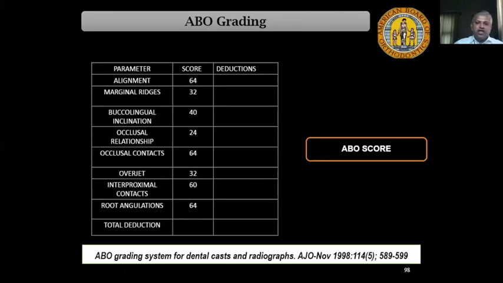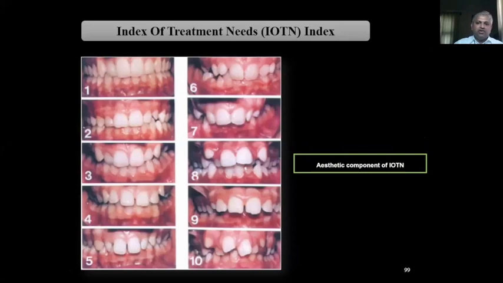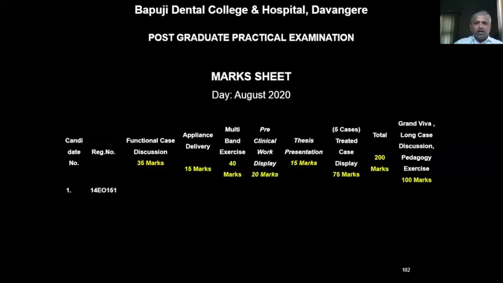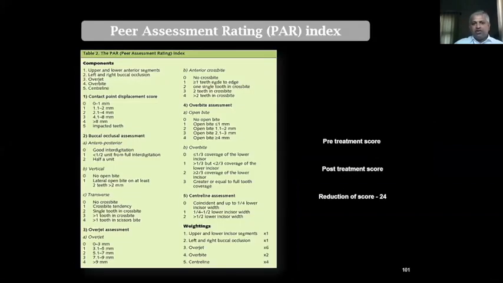Contributing to what we can do, we need to evaluate cases. So we have ABO grading, where you can do an ABO score. You can use the IOTN index, which can be part of your regular evaluation of the case. And we have the dental component, then we have the peer assessment rating index. Once you finish all your cases, it's better that you audit your cases and do a scoring for all your cases. If it's done successfully, case after case, it will give a good insight into your methodology of treatment, where we are going wrong and how to improve and to finish and detail the cases.